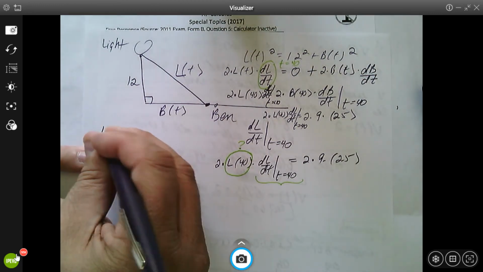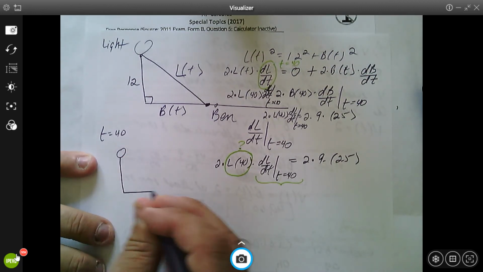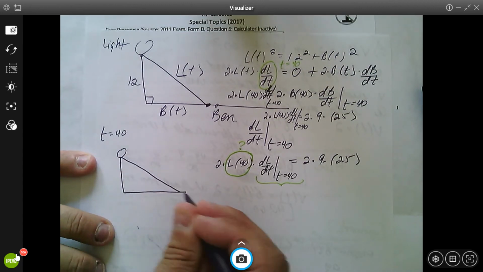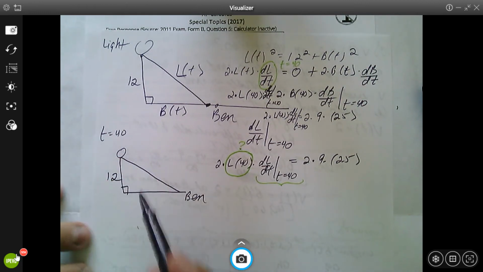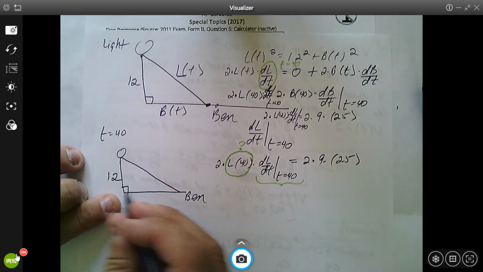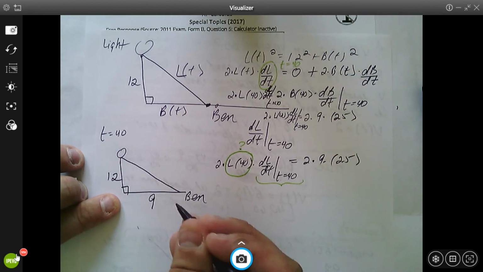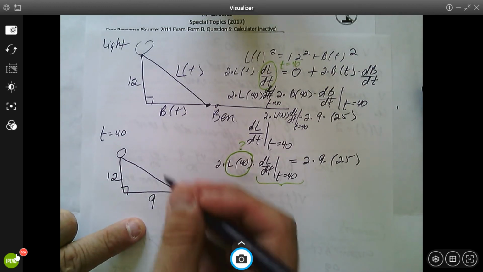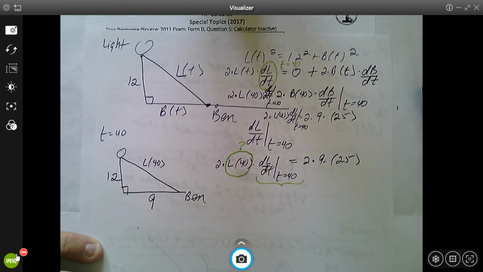And here's the key. At the moment when t equals 40, there's the light, here's Ben. The light is still 12 feet above the ground. What is Ben's location at time t equals 40? Well, we know that he's 9 feet away. What you need is L(40), that's this value over here.